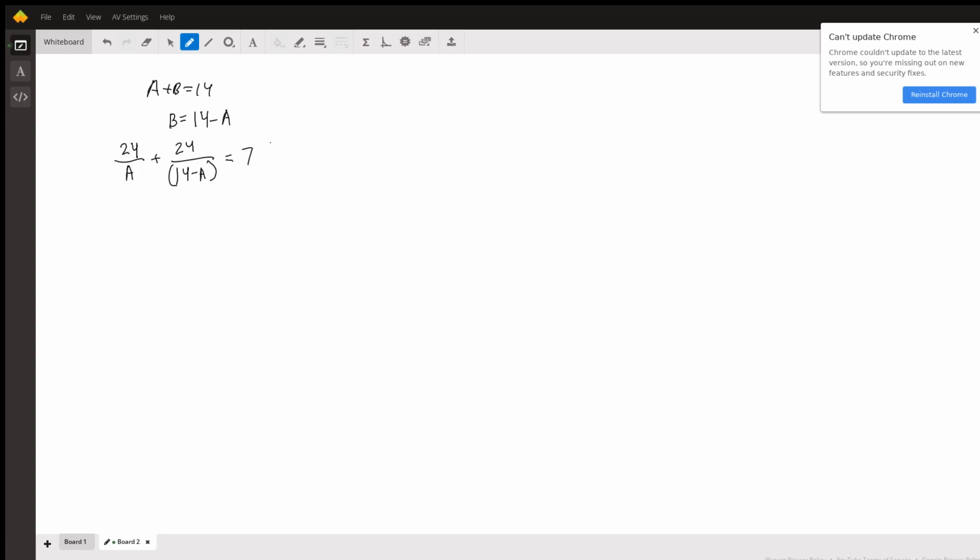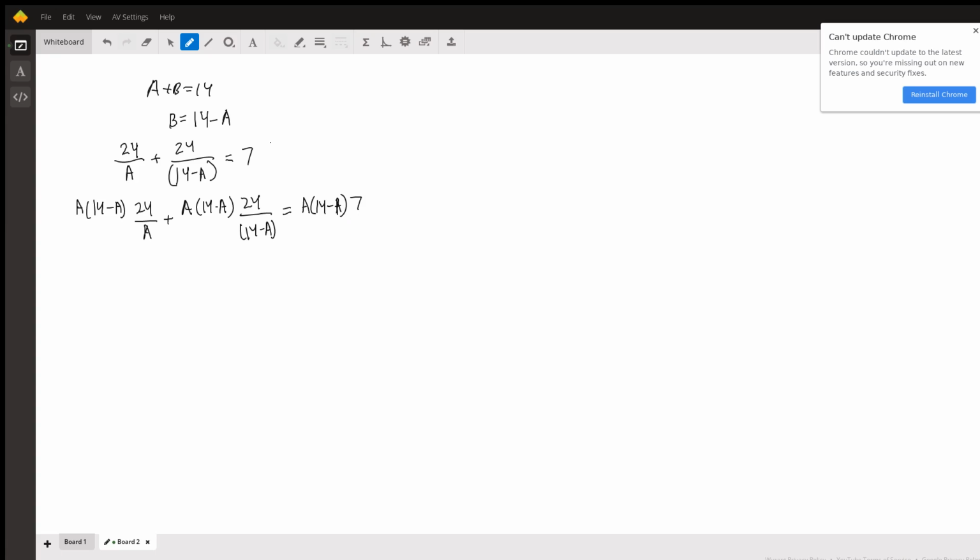To solve that equation, you need to make sure you have the same common denominators. You would have to multiply each term by A times 14 minus A. That way we get rid of the denominators, so we can work in terms of an equation rather than this fractional thing going on. And if you multiply every single term in the equation by the same value, it's equivalent, so you can do this.